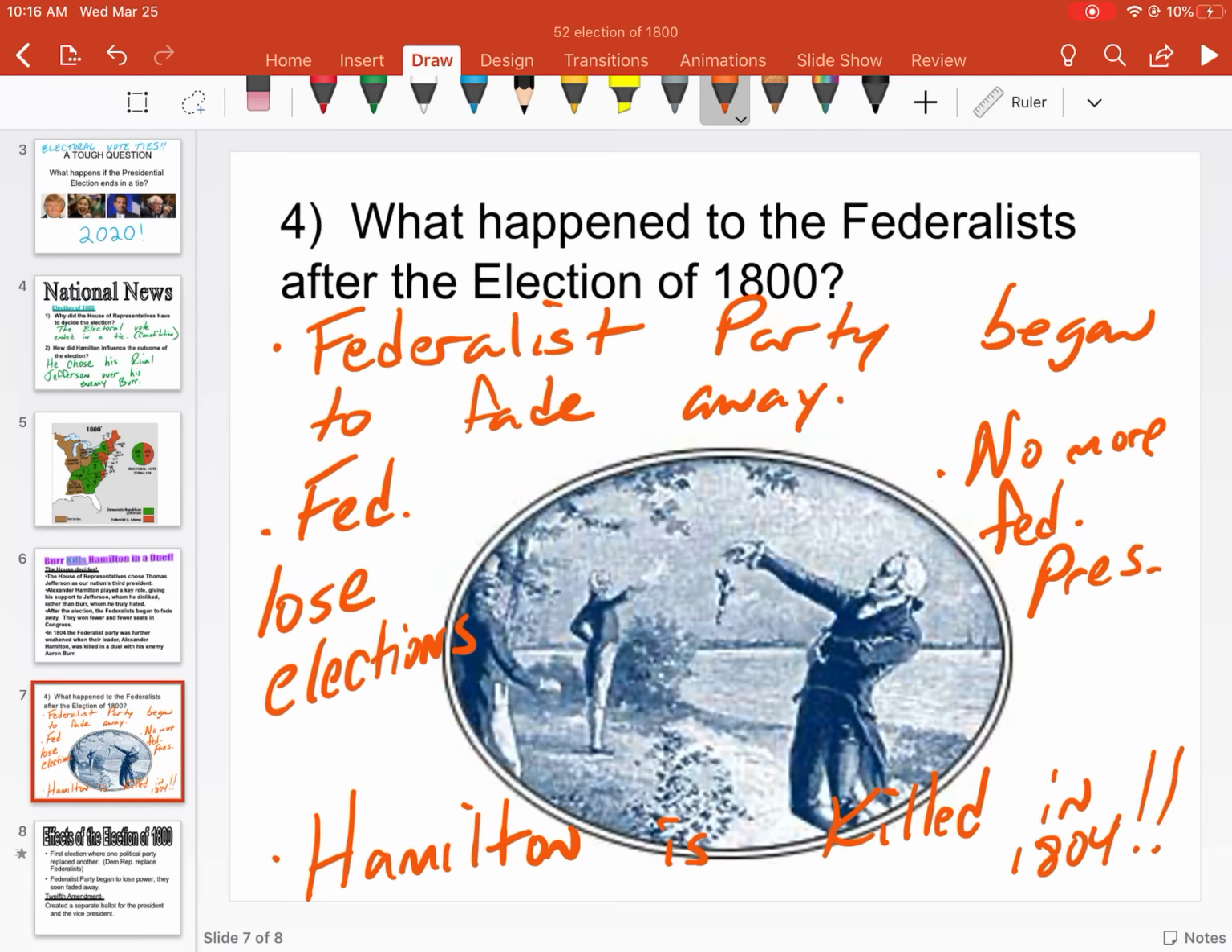Because after Washington and Adams were president, Hamilton was next in line. He was a future star. He would be the next Federalist to win an election and become president. Most likely after Jefferson he would have run. It never happens. He's killed in a duel with Aaron Burr in 1804.